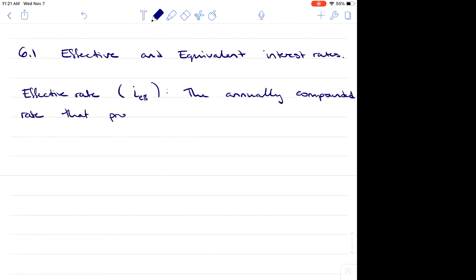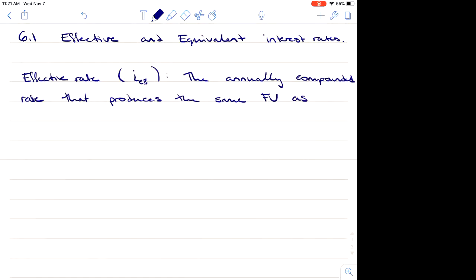that produces the same future value as the given nominal rate. I'll put in brackets what I mean by the given nominal rate: r% compounded, and then the frequency, be it bi-weekly, quarterly, whatever.